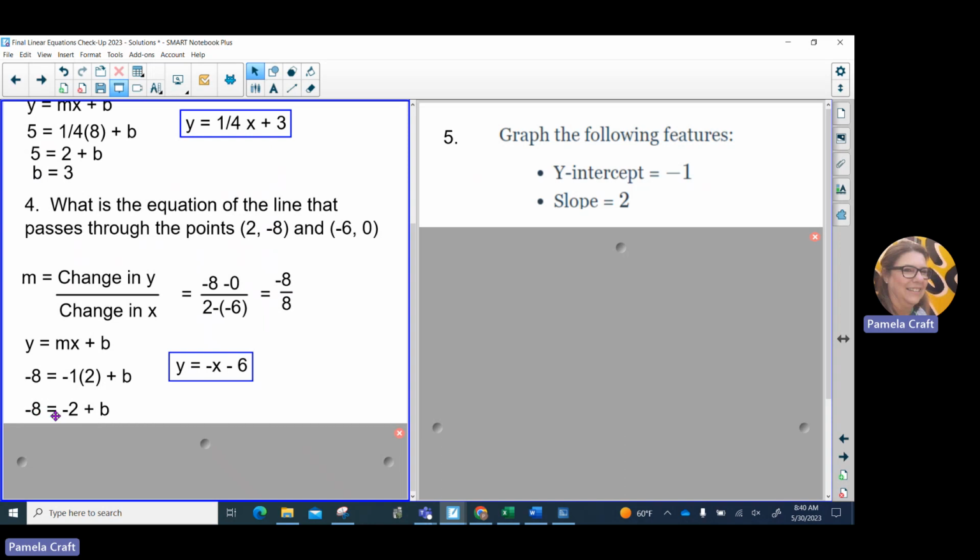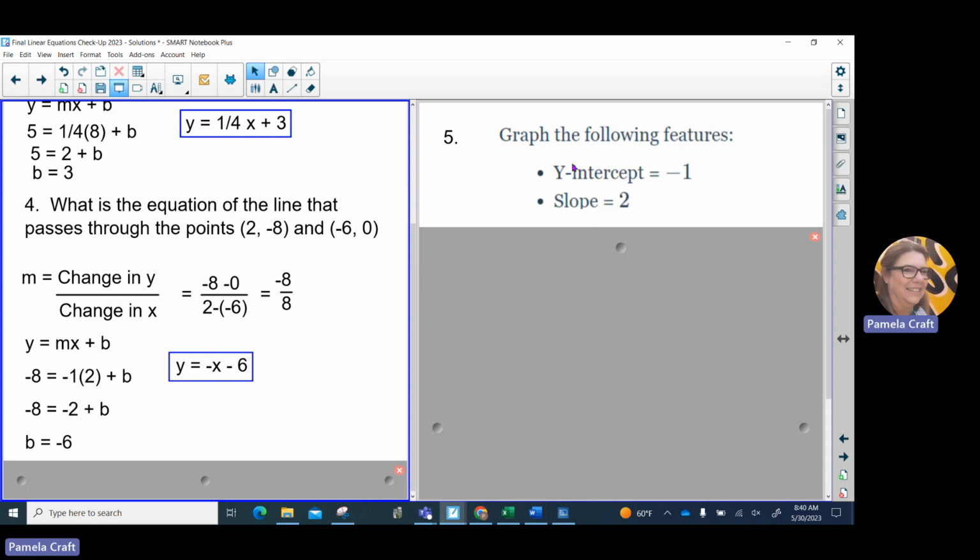So -8 is equal to -2 plus what? You can add 2 to both sides, or you can think in your head -2 plus -6 would get me -8. Either way, b is -6. So y equals negative. You could have the 1 in there if you want, but you don't need it. Y equals -x minus 6.